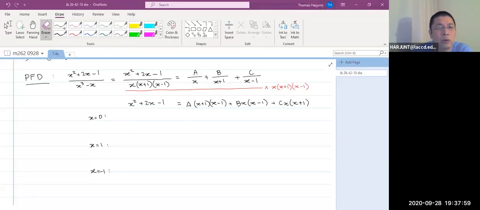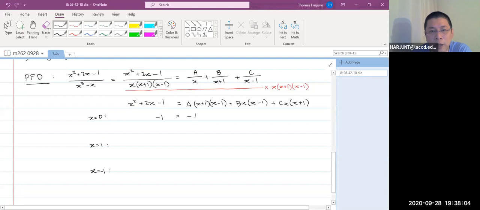When x equals 0, the left-hand side is negative 1. The right-hand side is negative a. Is it right? And the second term is 0. The third term is also 0 because x equals 0. Now from there we see that a equals 1. When x equals 1, we get 1 plus 2 minus 1 equals 0 plus 0 plus 2c. Is it right? When x equals 1, we get 2c, which then 2 equals 2c, therefore c is equal to 1.